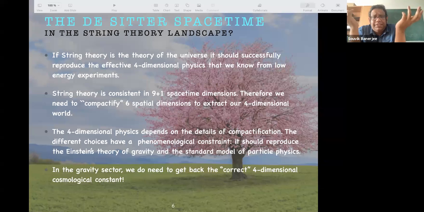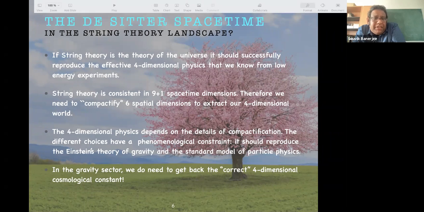Now, string theory is consistent in 9+1 space-time dimensions, and therefore one needs to compactify 6 spatial dimensions to extract the effective four-dimensional world. And of course, this four-dimensional physics depends on details of compactifications and different choices of the manifolds on which we compactify. These leave their mark in the form of various different effective physics that we obtain in 4D.